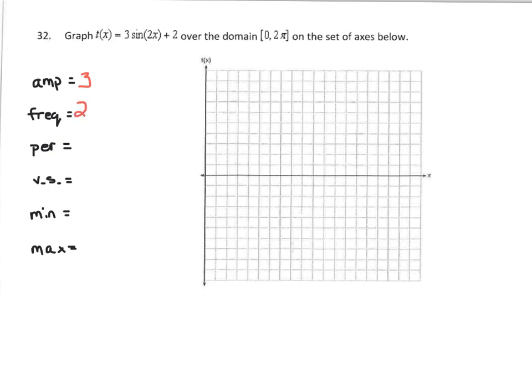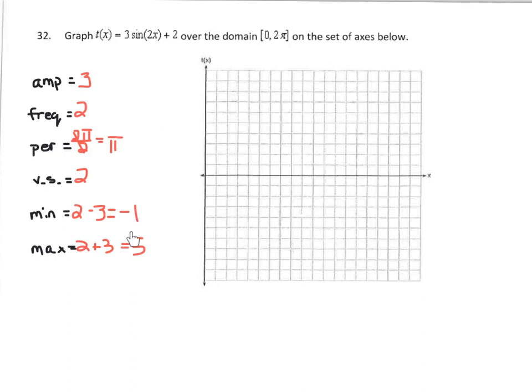The period we know is equal to 2 pi over the frequency, so that would be 2 pi over 2, which 2's cancel off and simplifies to pi. The vertical shift is this 2 that's being added to the end of the function over here. The minimum we know is equal to the vertical shift minus the amplitude. So 2 minus 3, which is -1. And the maximum would be your vertical shift plus your amplitude. So 2 plus 3, which is 5.